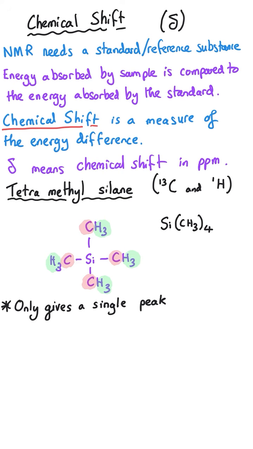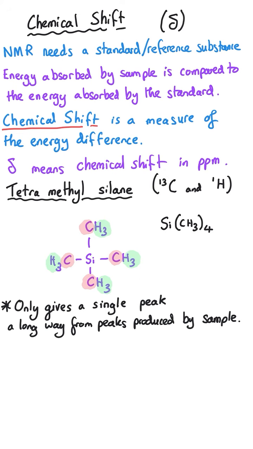And so that means that for both the proton NMR and the carbon-13 NMR, the tetramethylsilane will only produce one single absorption peak. And a characteristic of this molecule is that the peak for those protons or those carbon atoms will be a long way away from all the other absorption peaks. And that's due to the symmetrical nature of the molecule and the way that the carbon interacts with the silicon. And so this single peak produced by tetramethylsilane is given a value for its chemical shift of 0. And everything else is compared to the chemical shift of this peak.